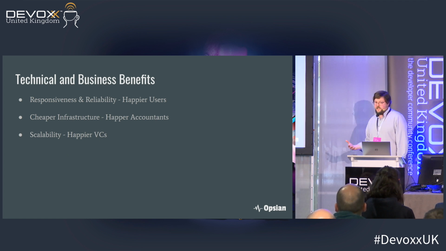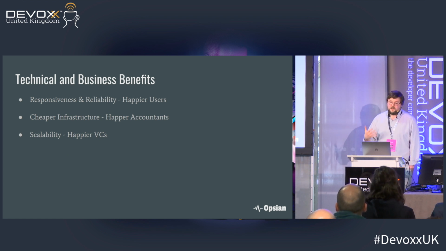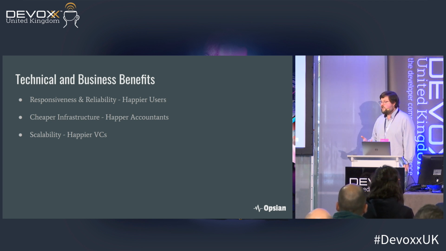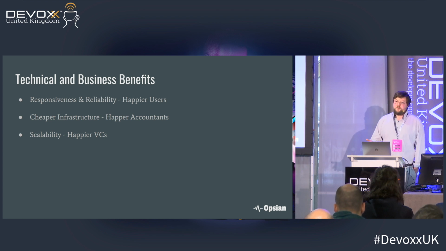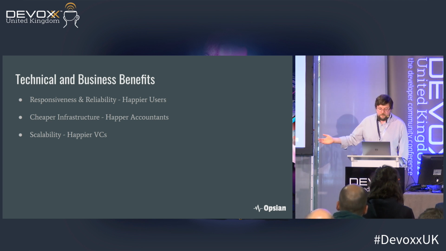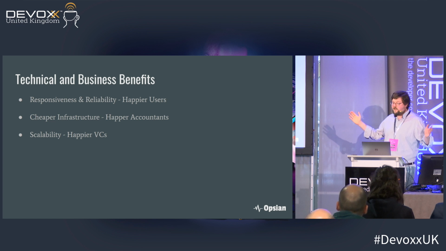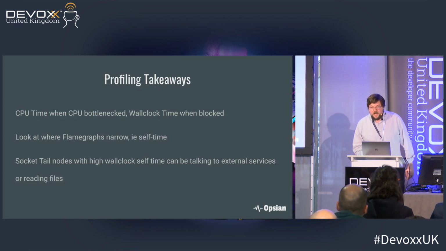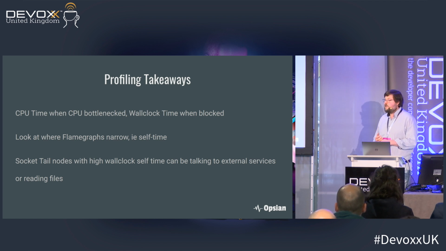So why were we doing this again? Well, we said we wanted to have the technical and business benefits of faster software. We wanted responsiveness and reliability in our systems to get happier users. We wanted cheaper infrastructure to make our accountants happier, and scalability to make the VCs' dreams come true. And in order to achieve that, we were doing that through profiling and measuring a production system.